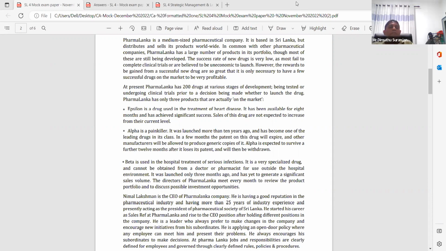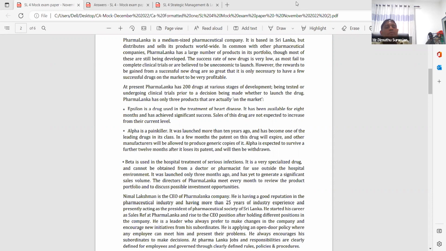Then Beta is used in the hospital treatment of serious infection. It is a very specialized drug and cannot be obtained from a doctor or pharmacist for use outside the hospital environment. It was launched only 3 months ago and has yet to generate significant sales volume. Directors of Pharmalanka meet every month to review the product portfolio and to discuss possible investment opportunities.